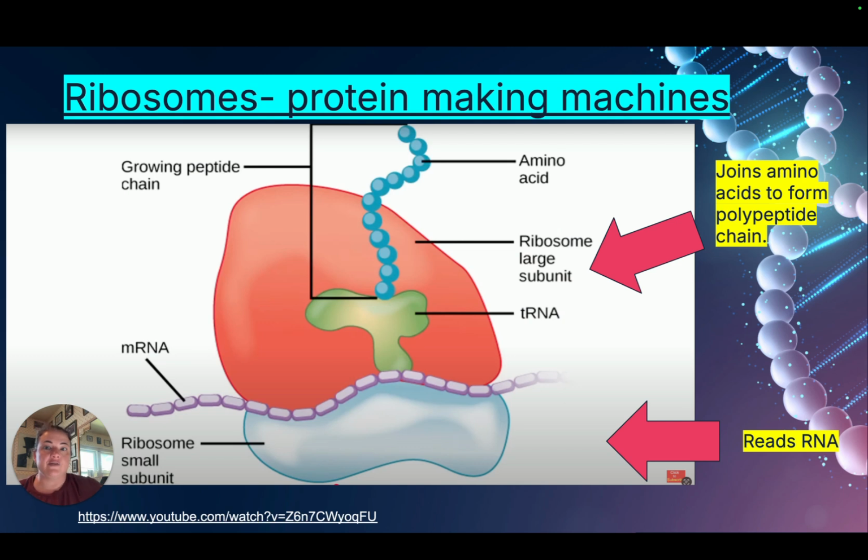I like to think of a ribosome as a protein-making machine. It has 2 halves to it, 2 subunits. The bottom half on your screen is a nice blue color. This is going to be the part that reads RNA and decodes it. The top half is going to be the subunit where it joins amino acids to form a peptide bond and ultimately a polypeptide bond. We'll take a look at that right now.